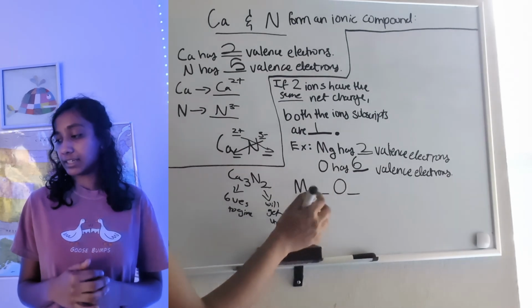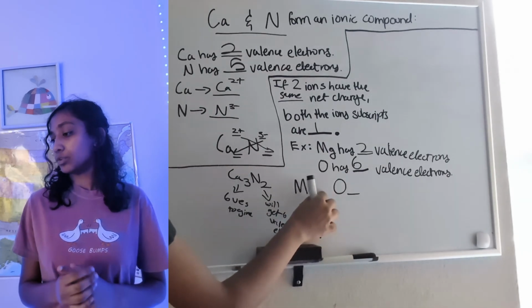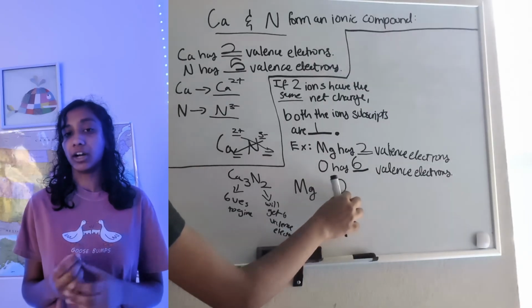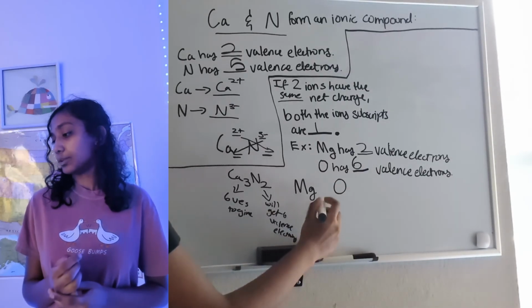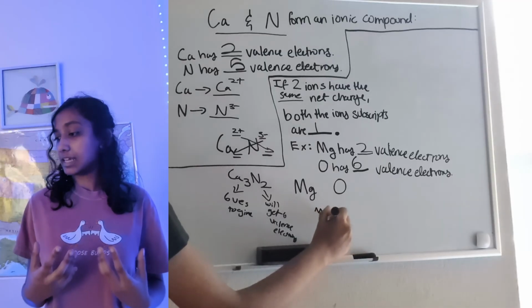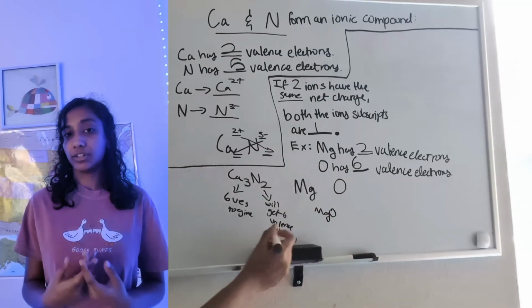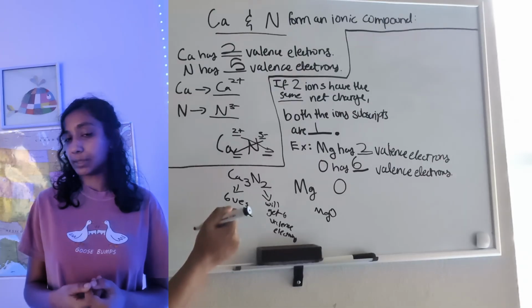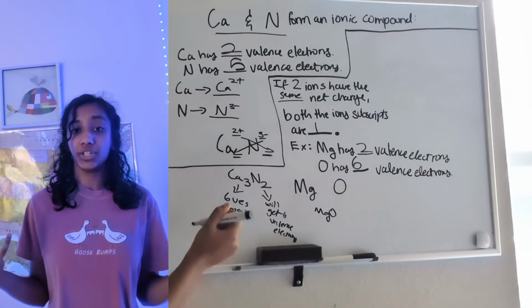In magnesium oxide, a single magnesium will donate 2 electrons to a single oxygen ion, which needs those 2 electrons, and both atoms will become stable. So you don't need to turn their charges into the other ion's subscripts. The formula will just be MgO.